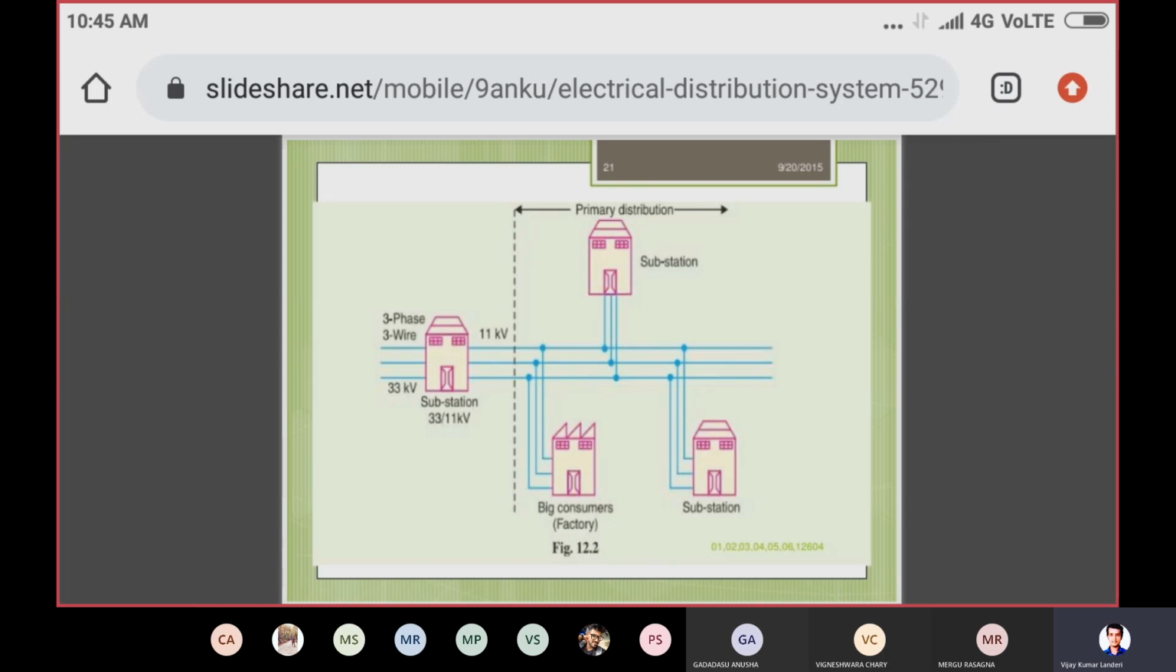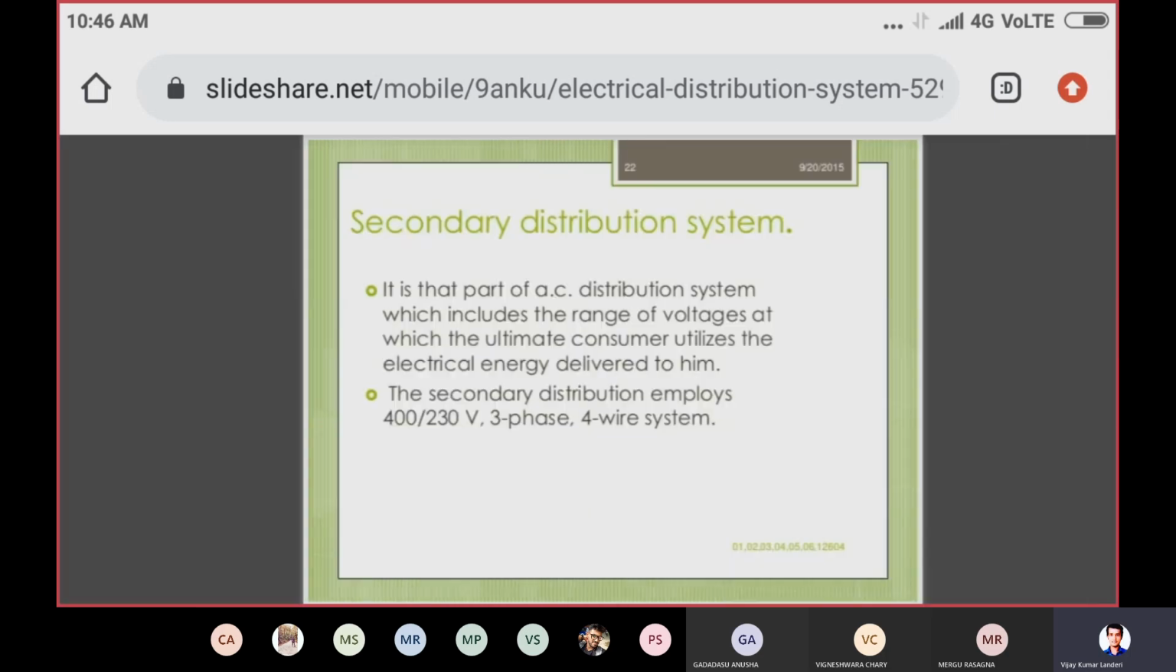And you can find the diagram there of the primary distribution. So you can find that diagram, showing what exactly the primary distribution system is. From the substations, the power is given to the other substations, or else it is given to the big consumers. Whatever distribution system is there, we are calling it the primary distribution system.